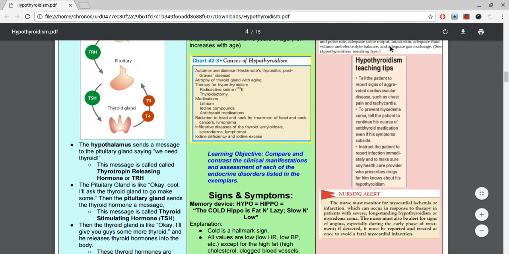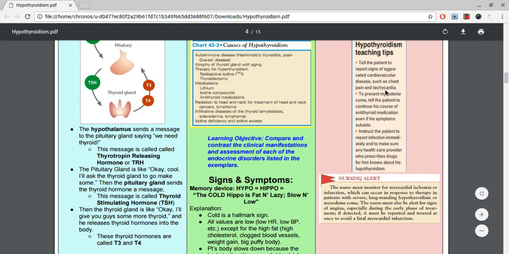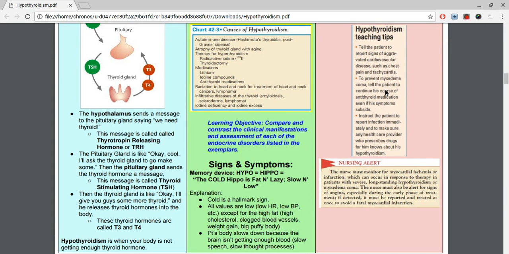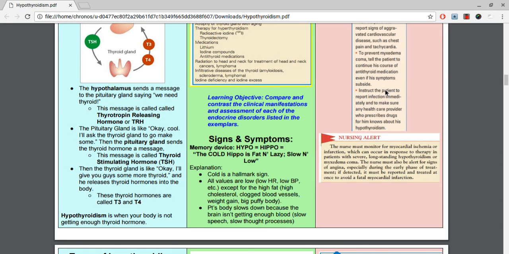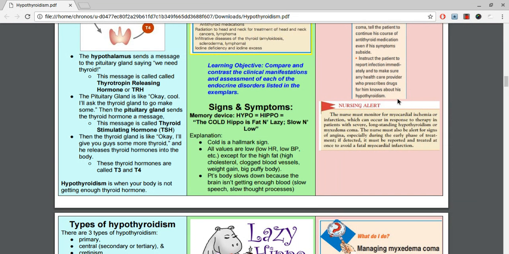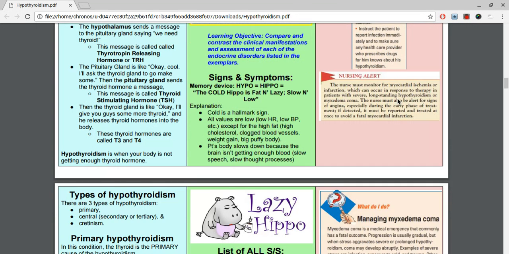All right. Let's see. These are some good tips to teach the patient. You tell them to report any heart problems like chest pain, tachycardia, or teach them that they should prevent myxedema coma. They should continue their medications even if the symptoms subside, and you instruct the patient to report infection immediately and to make sure any health care provider who prescribes drugs for him knows about his hypothyroidism.